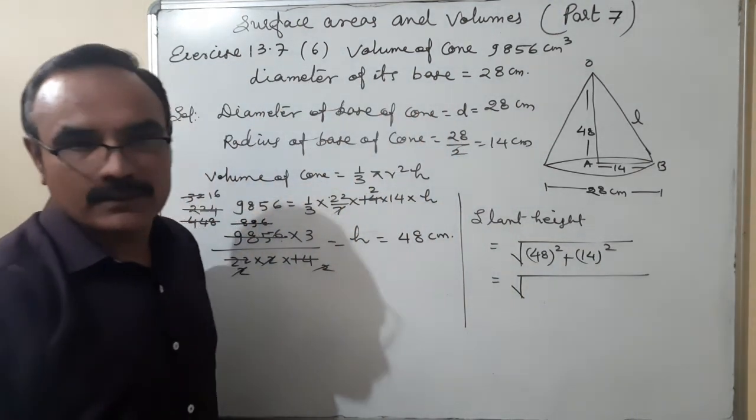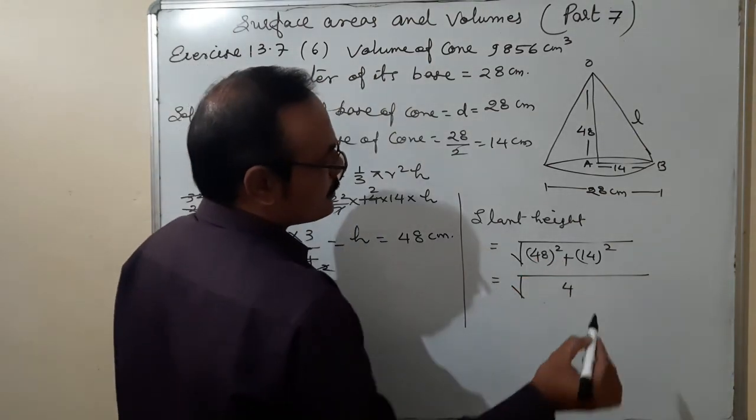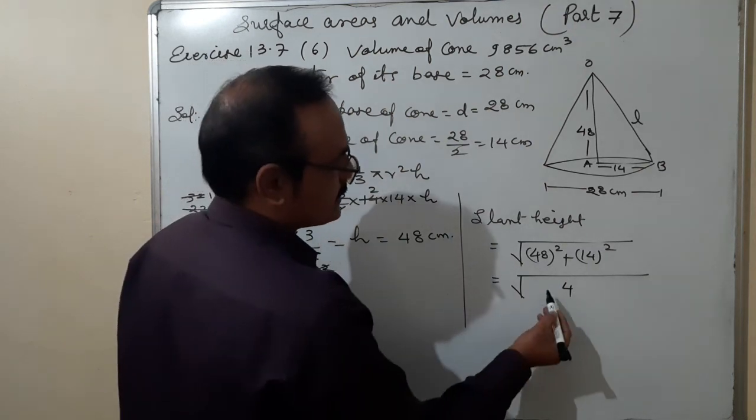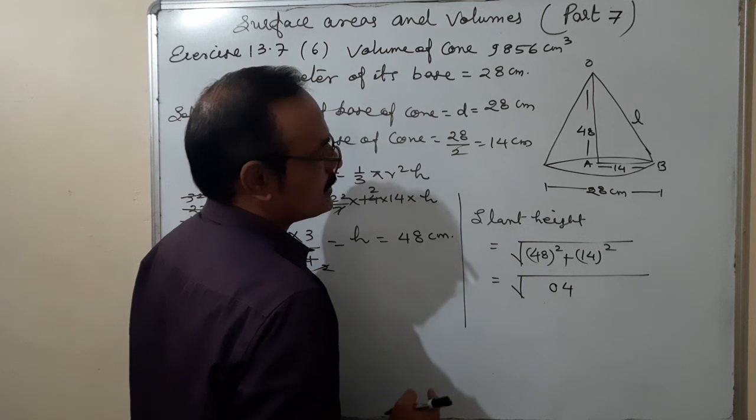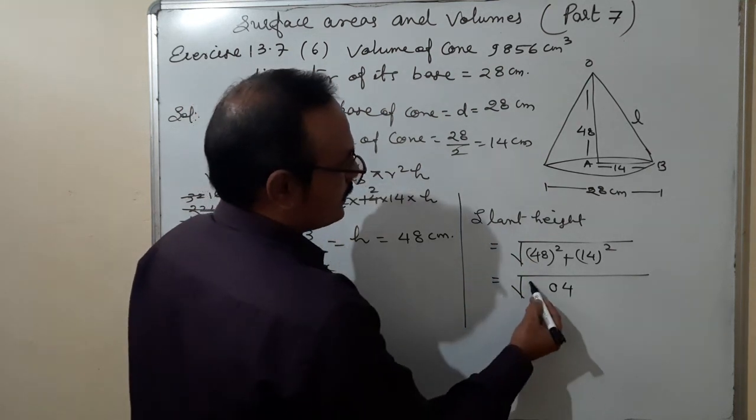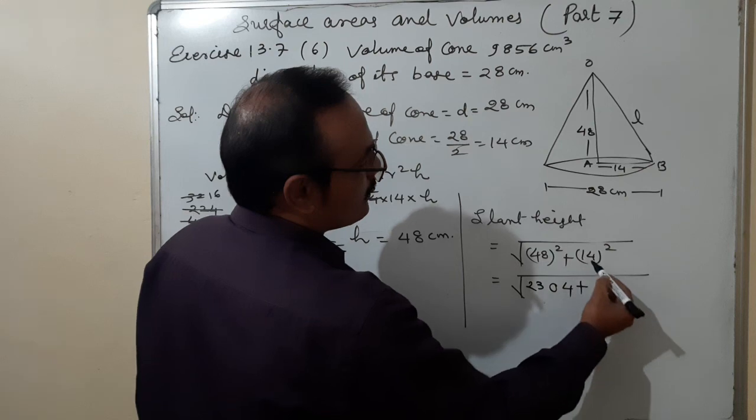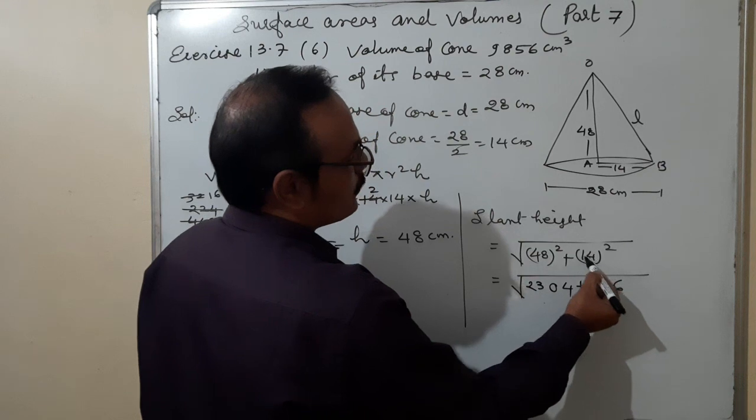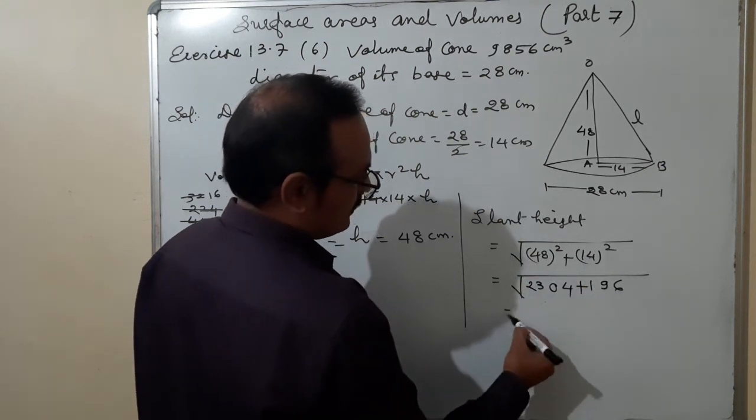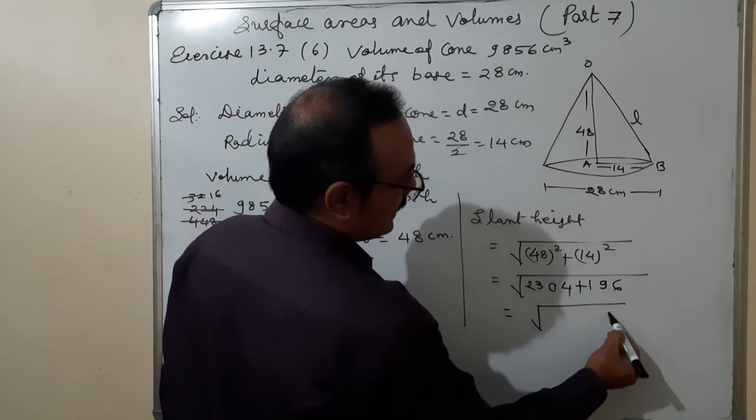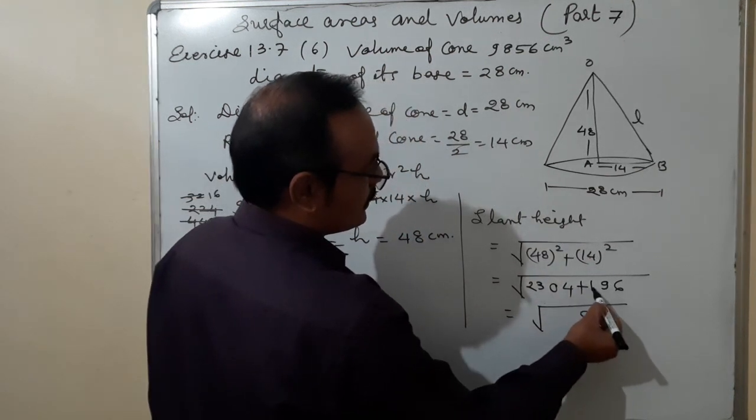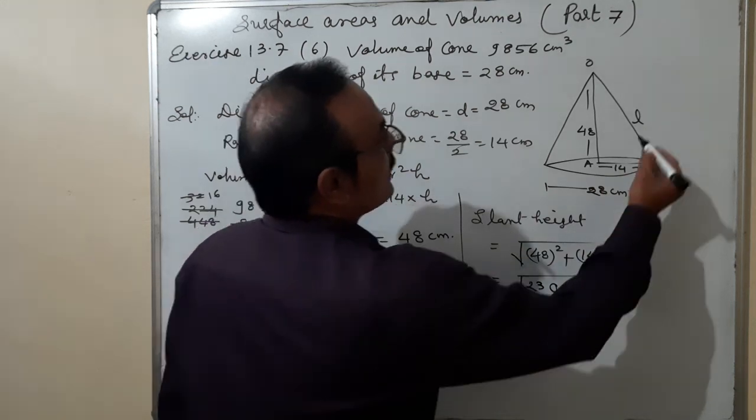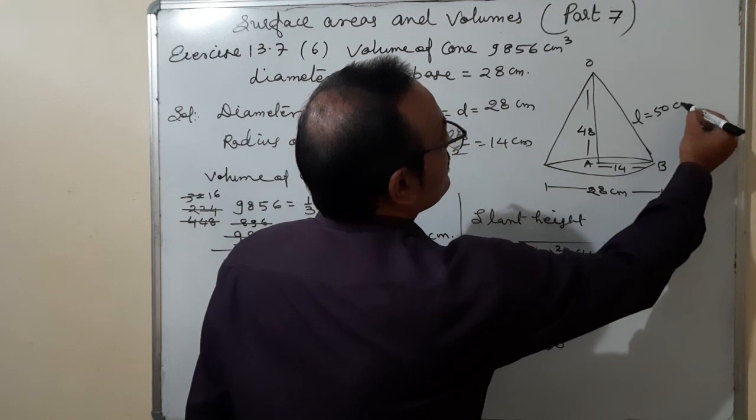What is the square of 48? Multiplication: 8 8s are 64, 6, 8 4s are 32, 32 plus 32 is 64, 64 plus 6 is 70, 4 4s are 16, 16 plus 7 is 23, so 2304. Plus 14 multiplied by 14, which is 196. So what is coming? 2500, that means it is 50. So that means the slant height is equal to 50 centimeter.